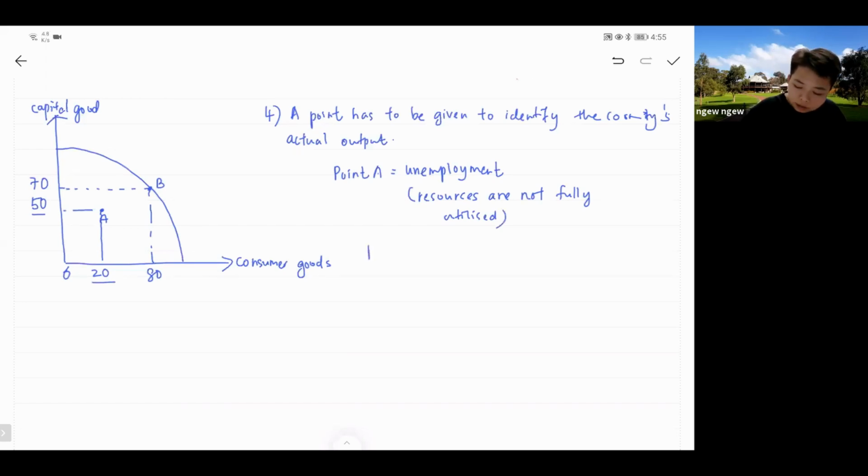Okay. Likewise, point B or any point on the PPC shows something called full employment. You are fully utilizing your resources. So I repeat, any point on the PPC, no matter this point, this point, this point, as long as it is on the PPC itself, it shows full employment. You are now fully utilizing all your available resources. But any point below the PPC will indicate unemployment, as in you are not fully utilizing your resources.